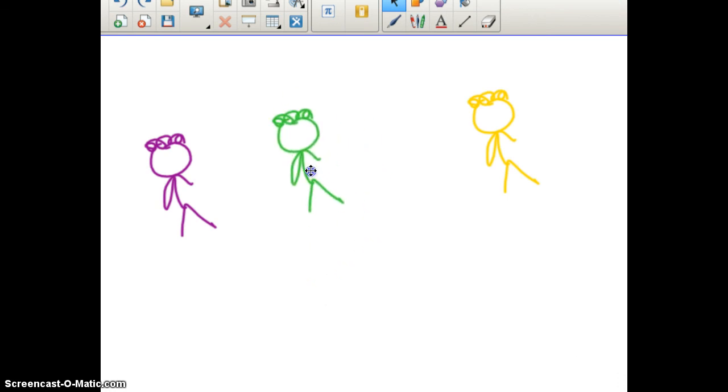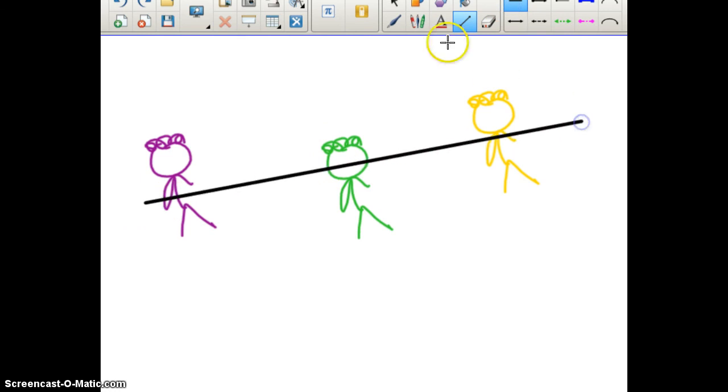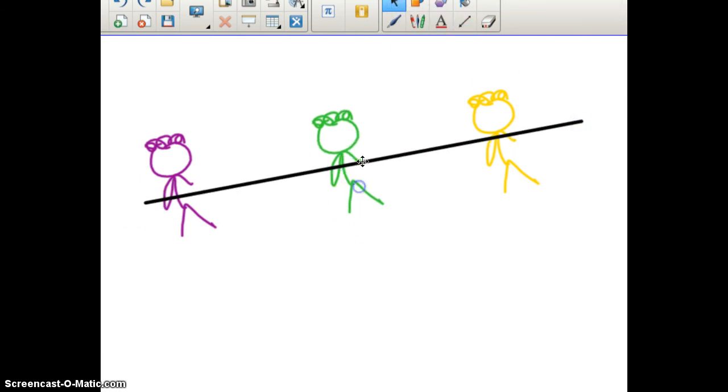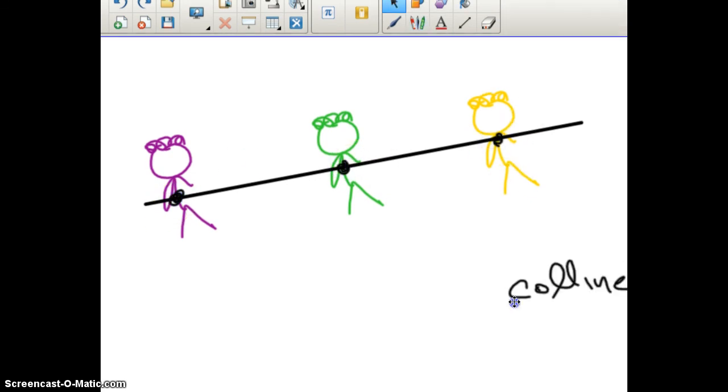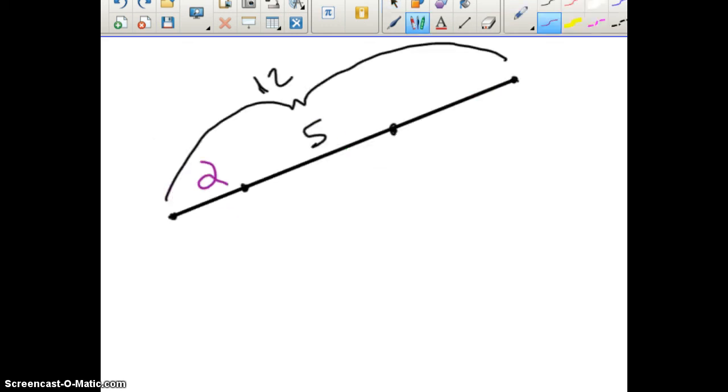In regular life, maybe you're playing monkey in the middle and you would say the green friend is between the other two friends. But in geometry, between means something more specific. If you have a line or a line segment, then things that are between have to be collinear. They all have to be points on a line segment or line. Said differently, for one point to be between two others, they all have to be collinear, lying on the same line.